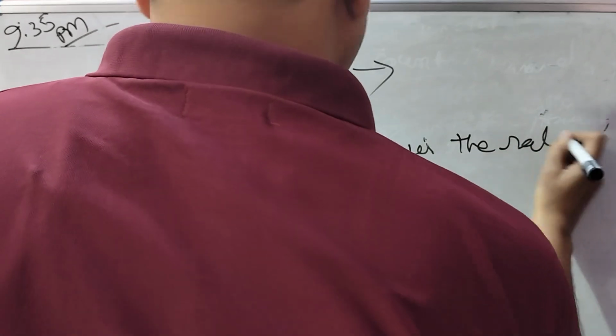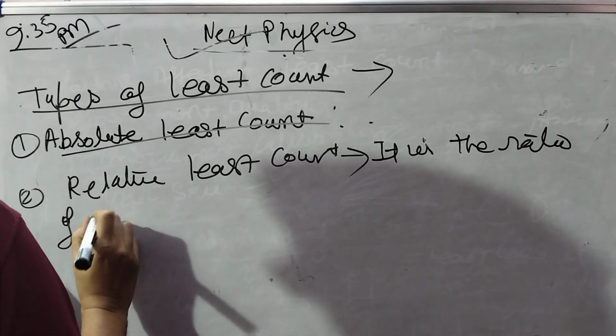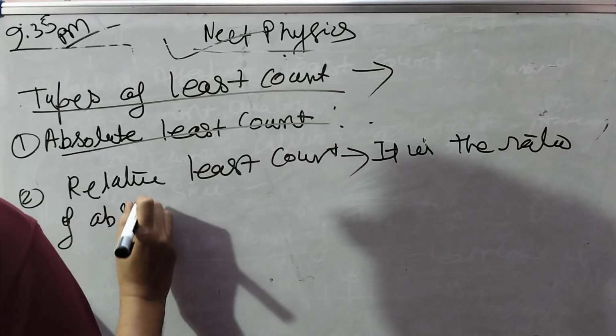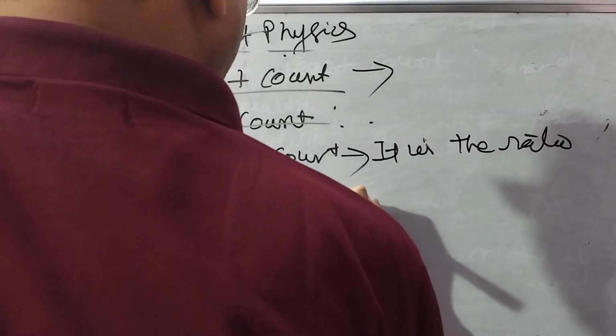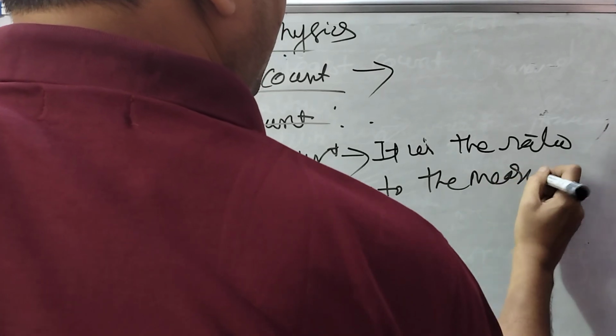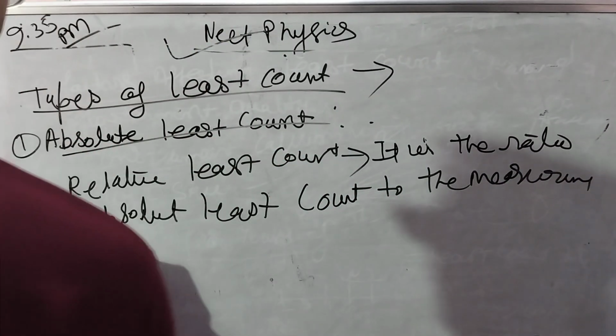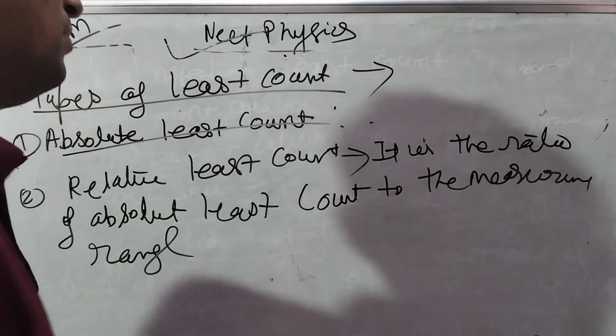It is the ratio of absolute least count to the measurement range. Okay, measurement range. Okay, this is the main point.